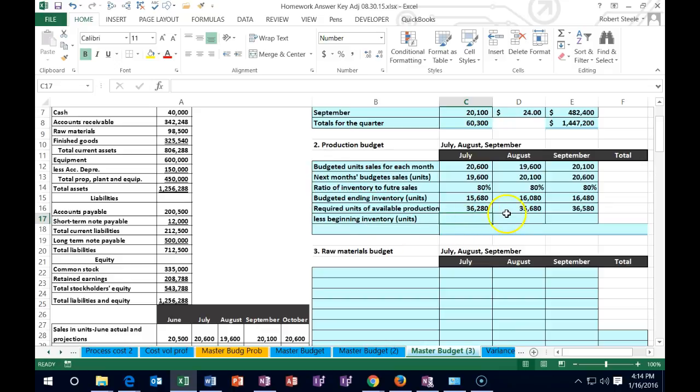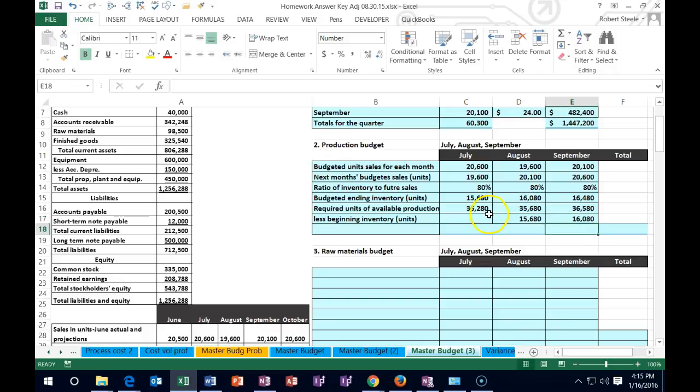We do note that if we skip over to August, we can see that if the ending inventory that we want to have is 15,680 as of the end of July, then if all goes according to plan, the beginning inventory for August will equal that number. So we know that that's going to be the case. If we're going to end in July with 15,680, then we're going to start in August with 15,680 according to the plan. And of course, if we're going to end in August with 16,080, then we're going to begin in September with this 16,080. And so we have that.